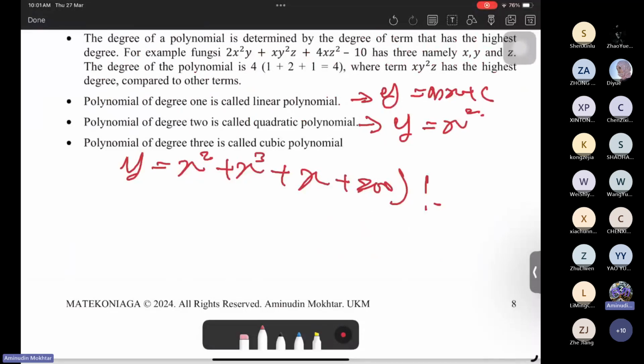Okay, that's all about part one of topic one, function. Any question?